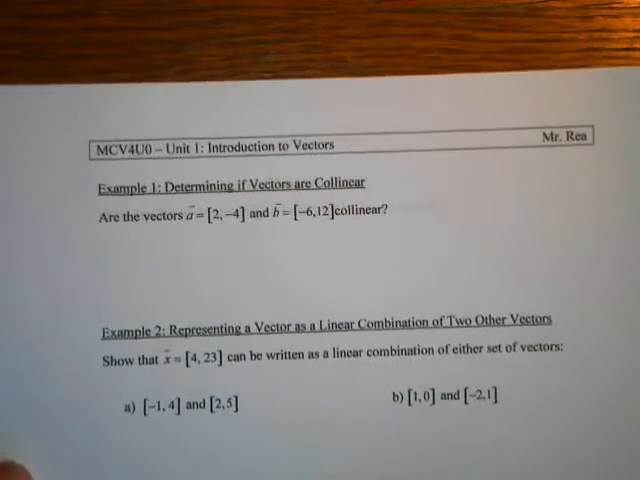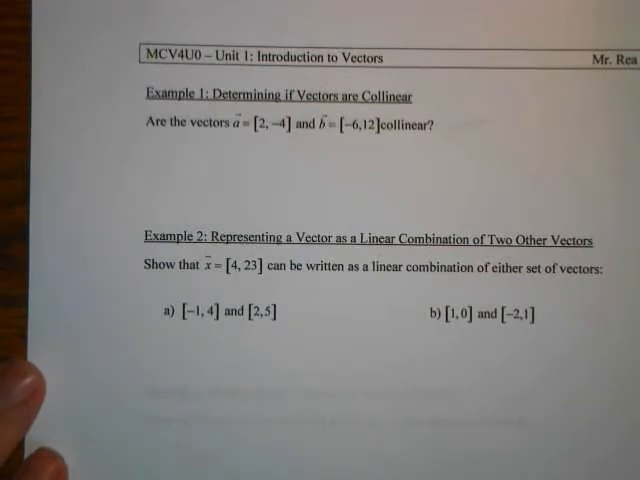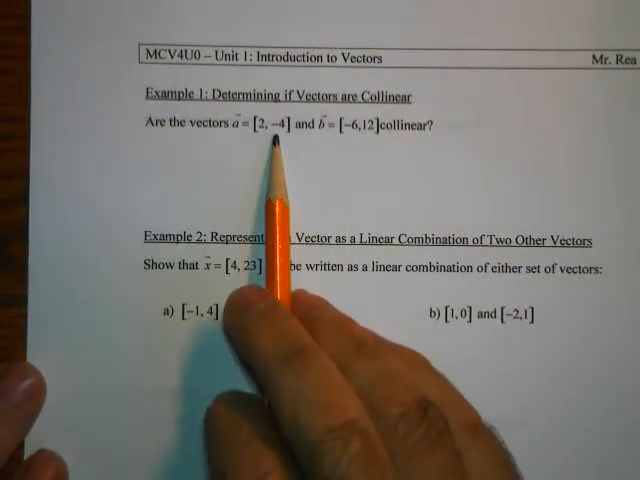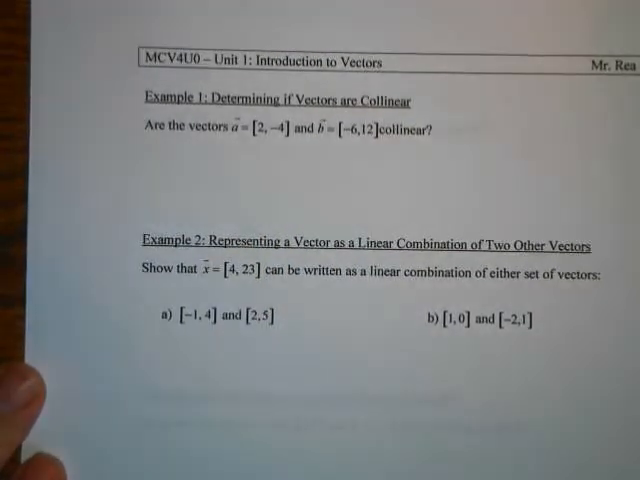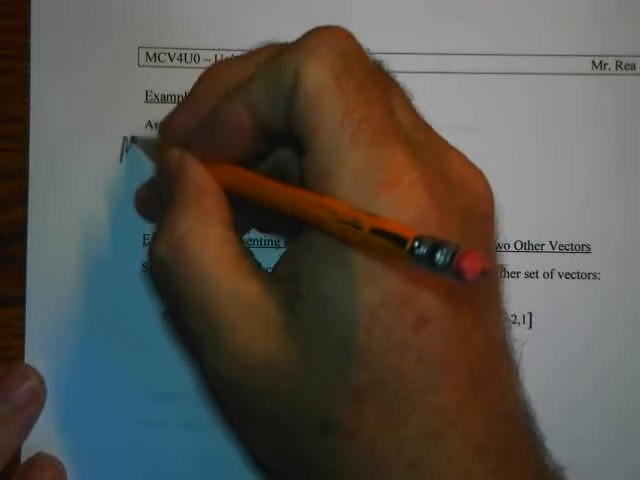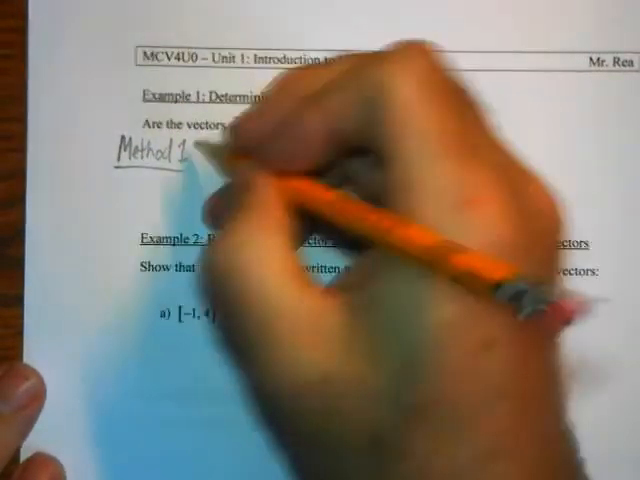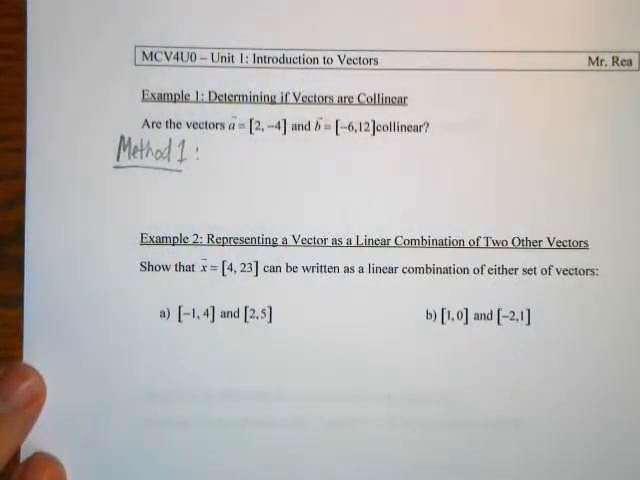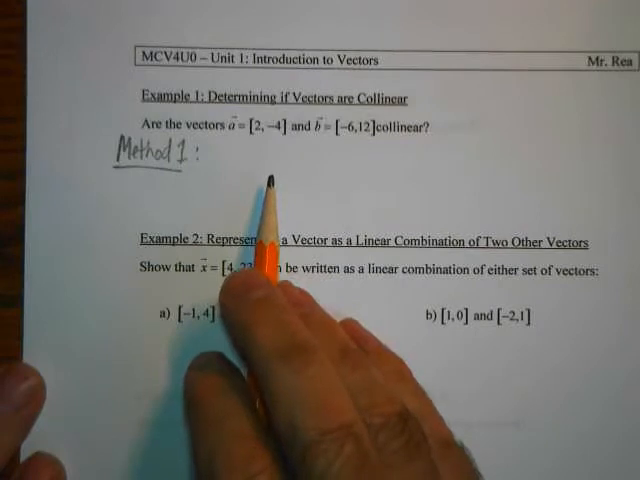Okay, example 1. Are the vectors A and B collinear? A has components 2, -4. B has components -6, 12. There's a couple of ways to do this, and then there's just kind of common sense. So I'll show you these two methods, and you can decide how you want to show this yourself.